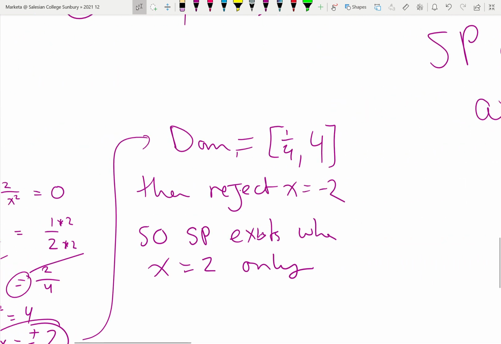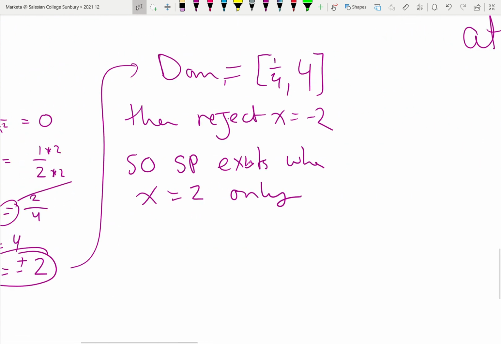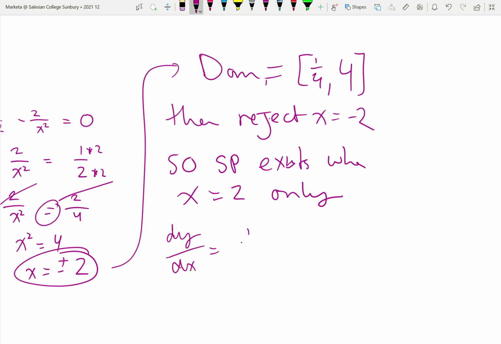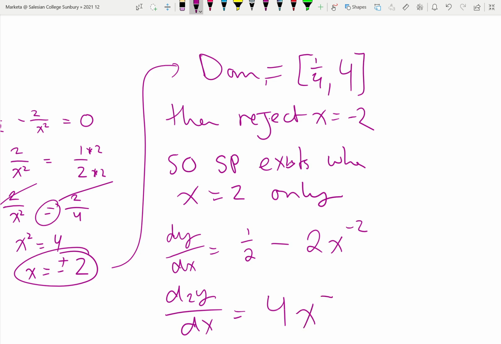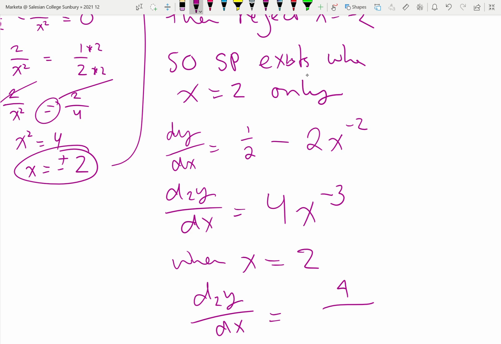So I'm again going to go for the double derivative. So our derivative function was half minus 2 over x squared. And then the double derivative is going to be 4x to the -3. So now that I've got the double derivative, let's see if it's going to work. And you can see it's so much quicker to do it like this. So it's worth testing it out, even if you end up with a 0 and have to recheck. So let's sub in the value of x, which is 2. So when x equals 2, d2y over dx squared equals 4 over 2 to the power of 3, which is 8, equals half, and that's positive. So it's a minimum.